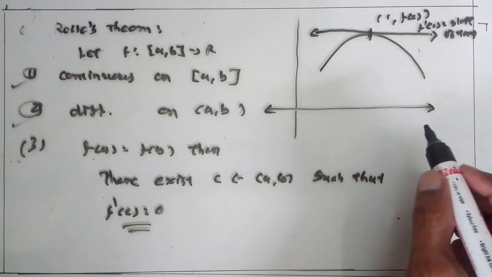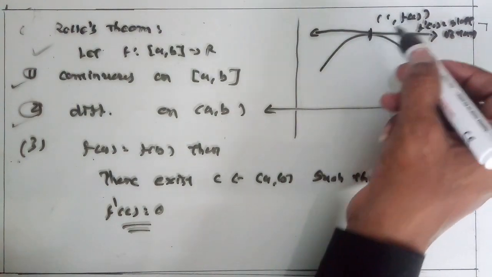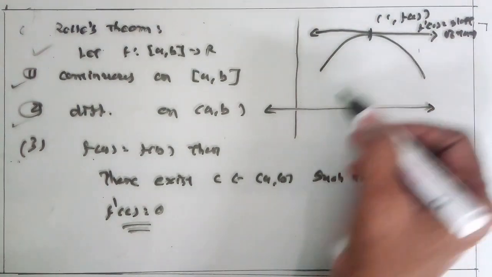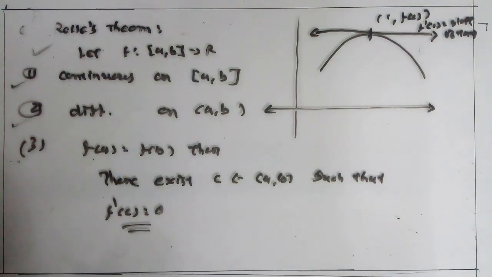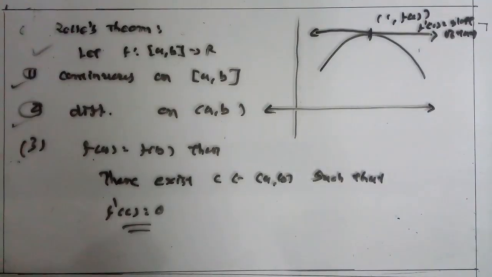Clear? So from Rolle's theorem, we get a point (c, f(c)) on the curve where the tangent is parallel to the x-axis, or the tangent is horizontal. This is the geometric meaning of Rolle's theorem. From Rolle's theorem, we get a point (c, f(c)) on a curve where the tangent is parallel to the x-axis.